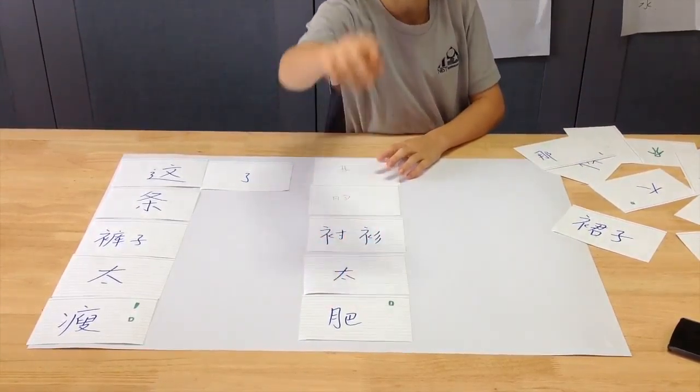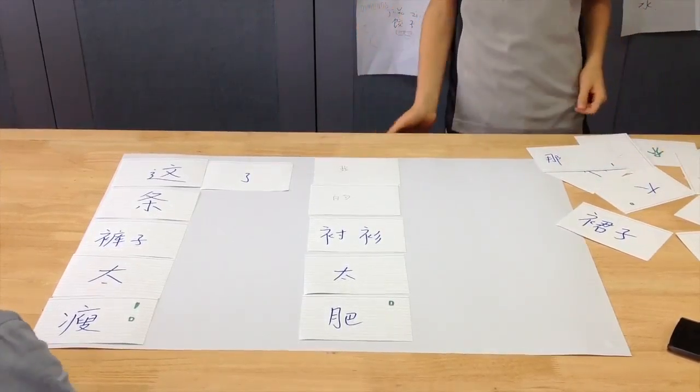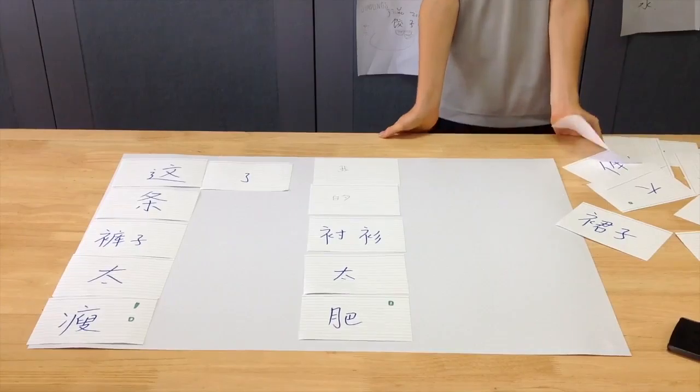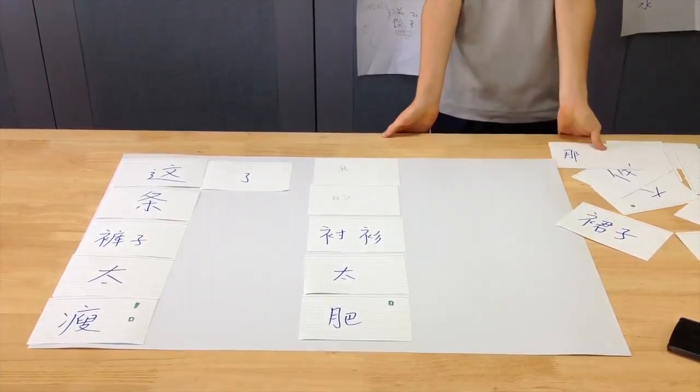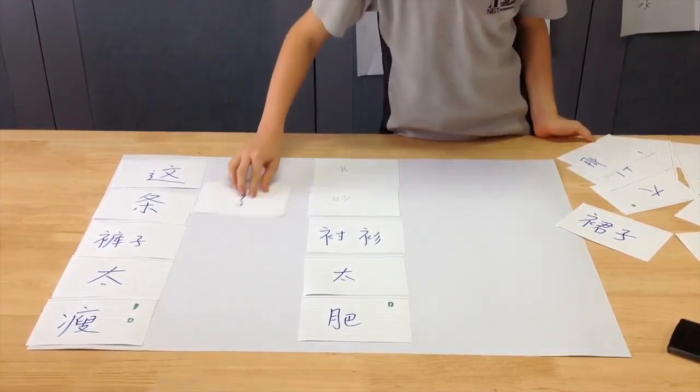Okay, I think I'm done. Pause it. 我的衬衫太肥. I'm just supposed to be alone. I can read both of them.